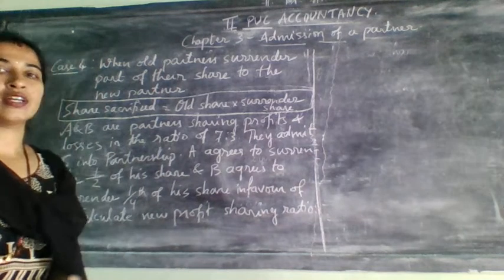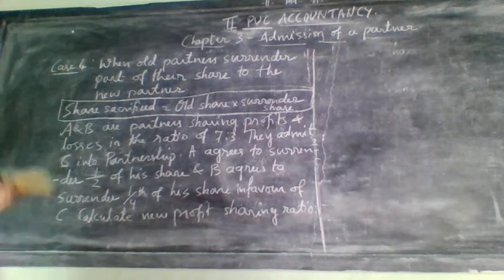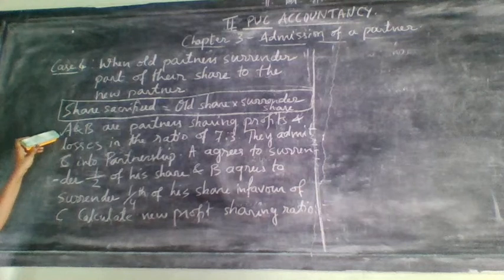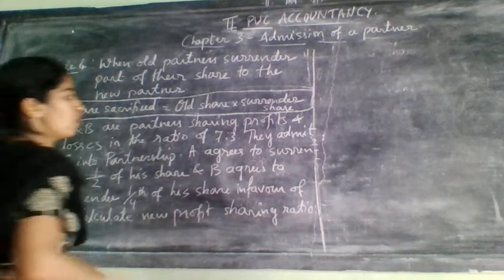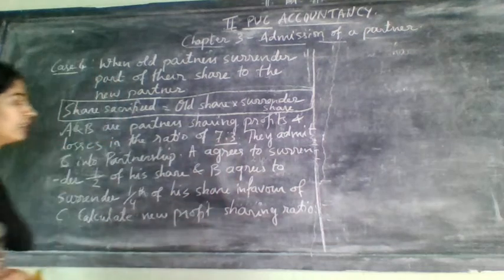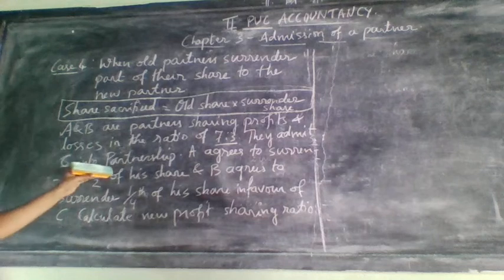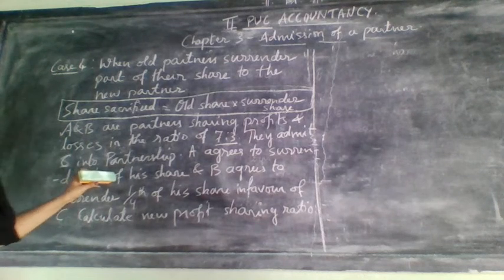Let us do it with the help of one problem. A and B are sharing profits and losses in the ratio of 7:3. This is their old ratio. Then they admit C into partnership. They will not give you how much share C gets.